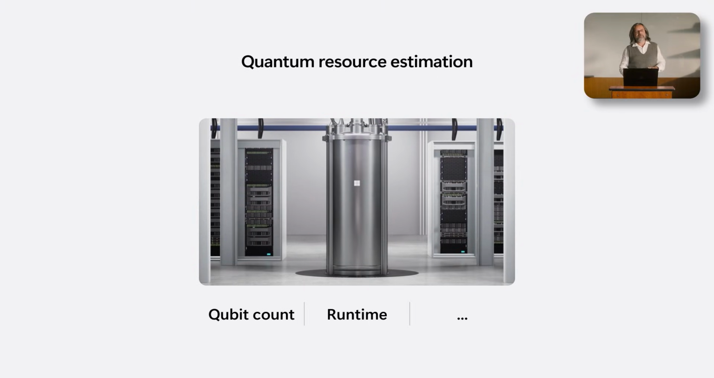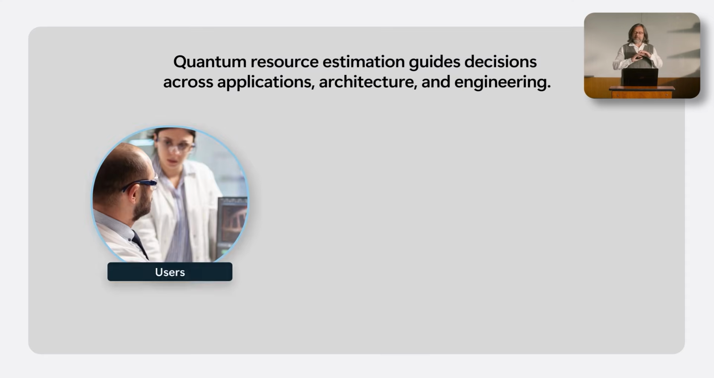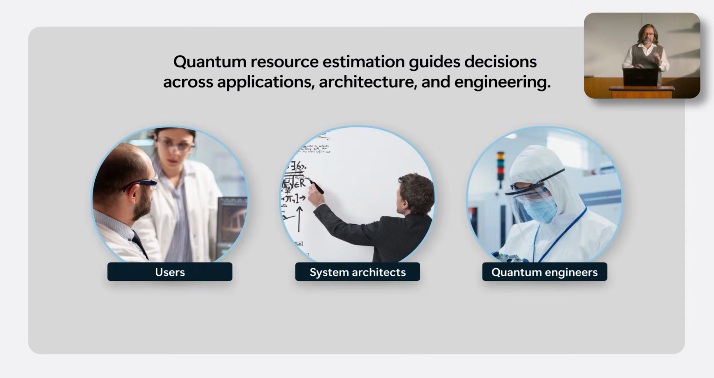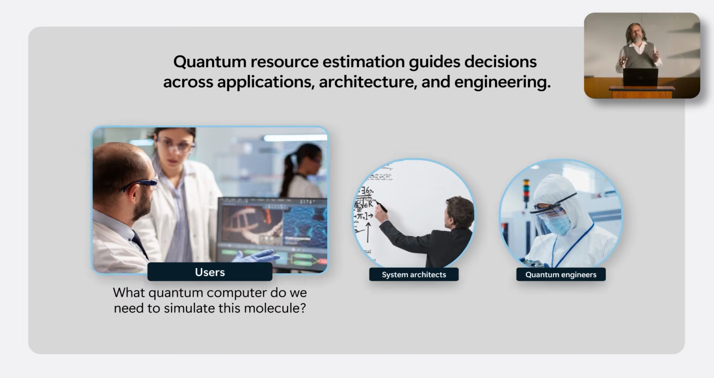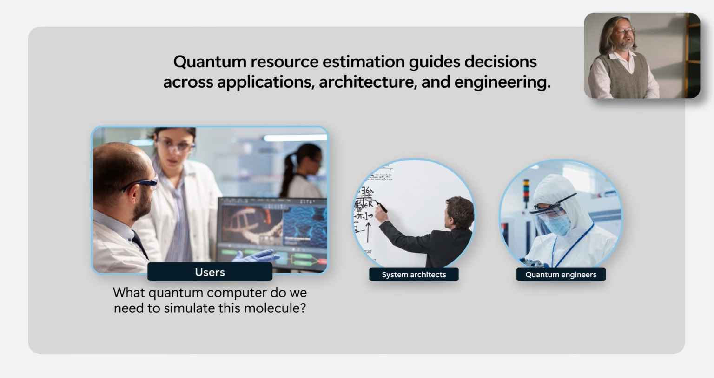We'd like to find out how many qubits are needed, what is the runtime, and what other parameters the machine needs to have. This may be used by many different people. The end user could be chemists. And those chemists may ask the question, what quantum computer is needed to simulate my chemical reaction? How many qubits will I need, and what will the runtime be?